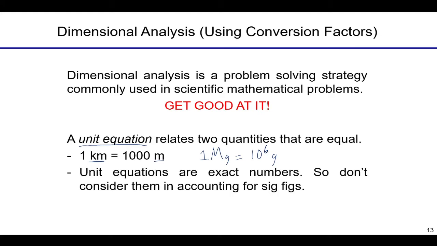So the unit equation is an exact relationship with the metric system. As we'll see in the English to metric conversions, that's not necessarily the case. But with regard to metric, which is what we're talking about here, this is an exact relationship. So you don't really have to worry about 1 sig fig versus 6 or 7 sig figs. You just remember this as a conversion factor. You're using it as part of the problem solving, but it's not itself affecting significant figures.